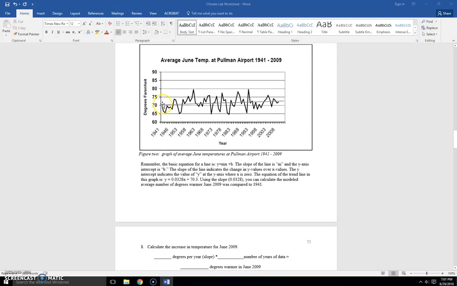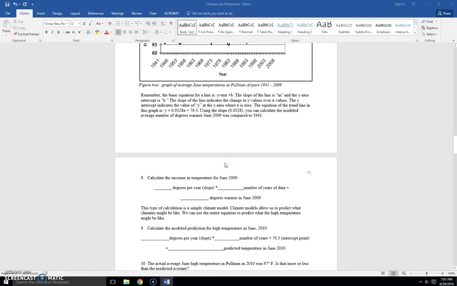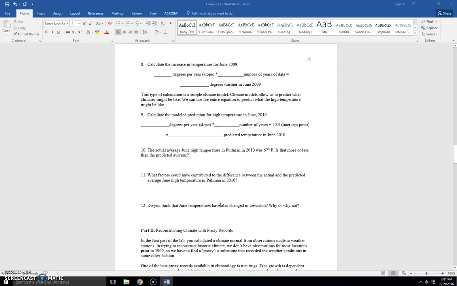Using this line, the equation for this line, that's how you make those predictions. And they give you blank spots to fill in, and here's the slope and the intercept. So hopefully you can just use that equation for the line and get these answers.